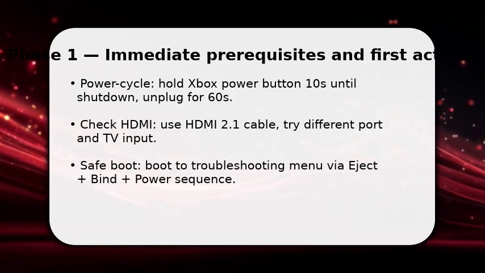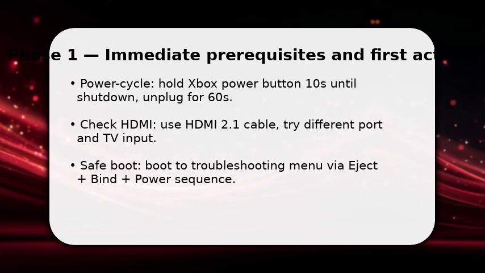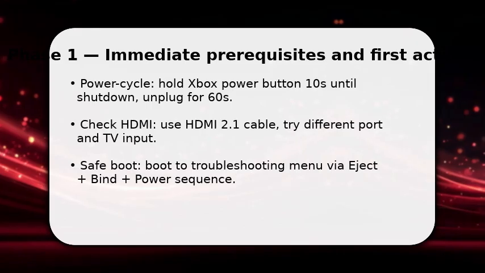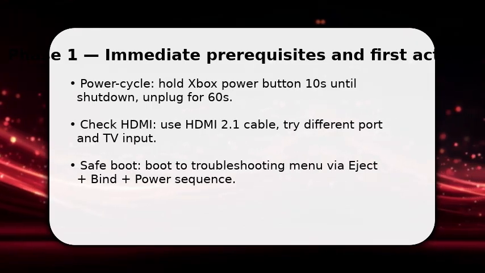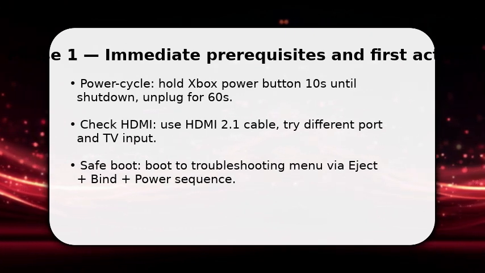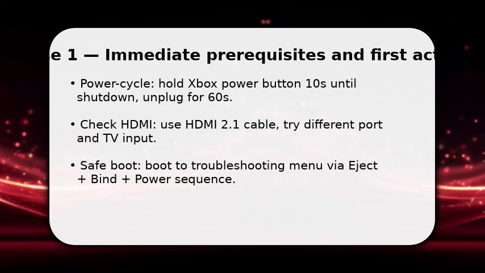Once done, force the Xbox into the troubleshooting menu using the eject plus bind plus power sequence so you can access display and system repair options. This is the only path that reveals persistent graphics faults. You now change display variables to find the culprit.